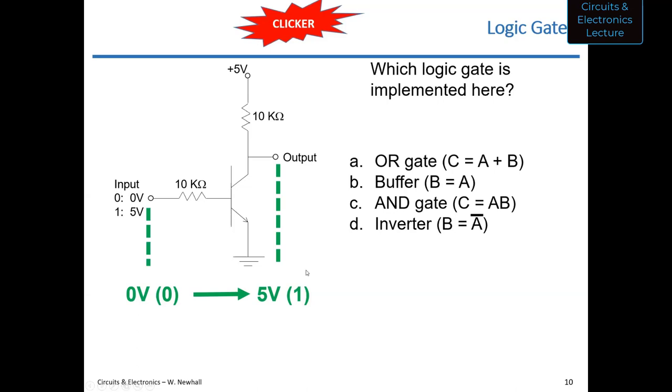Let's try the input equal to 5 volts. That's a logical 1. This transistor is going to be saturated. For any logical or digital problem, you assume the transistors are operated either in cutoff or saturation. They're being used as switches. So if I have 5 volts applied to the input, the transistor is saturated. That means it's like a closed switch to ground, so at most you're going to see about 0.2 volts at the output. So I have 5 volts at the input, resulting in about 0 volts at the output. So I get a logical 0. This circuit takes a logical 0 input and turns it into a logical 1 output, and takes a logical 1 input and turns it into a logical 0 output. So this is an inverter.